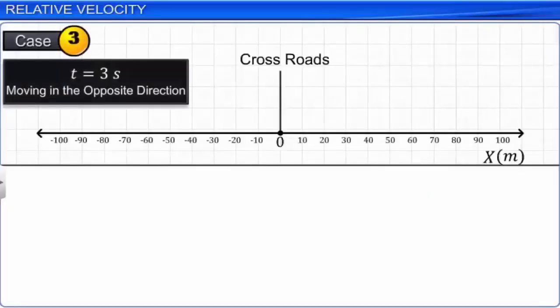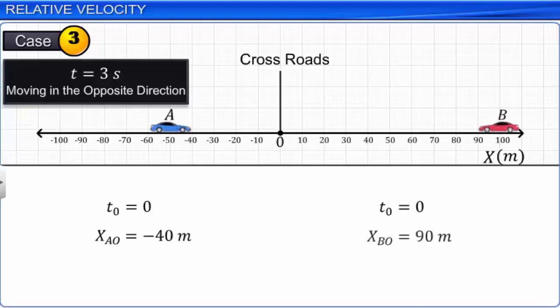Case 3. At the time of initial observation, that is, when t0 equals 0, car A is 40 meters behind the crossroads, and car B is 90 meters ahead of the crossroads. Car A is moving towards right with a uniform velocity of 10 meters per second. Car B is moving towards left with a uniform velocity of 15 meters per second.